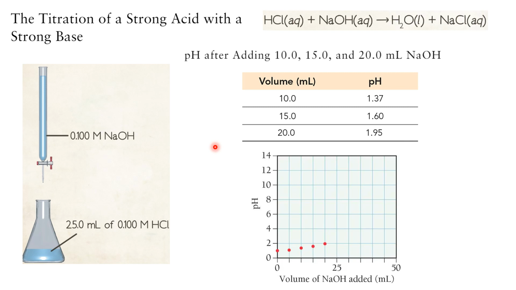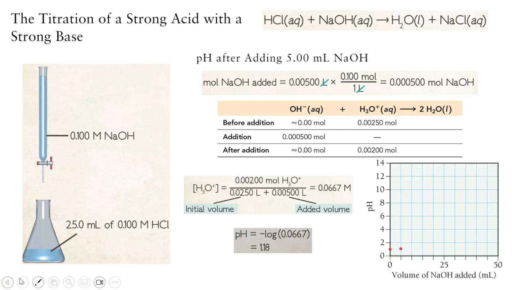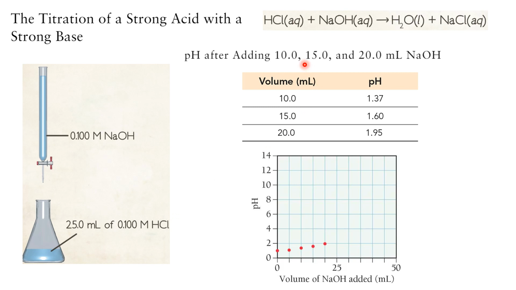All right, so what happens with the pH after adding 10, 15, and 20 milliliters? Well, it's the same kind of calculation, right? Same thing. Just like the math we did in the previous slide, where we added 5 milliliters of sodium hydroxide, you do the same kind of math for adding 10, 15, and 20 milliliters of sodium hydroxide.